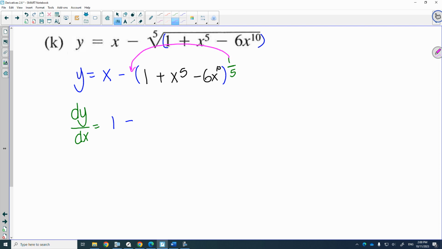So 1/5 comes to the front. Keep the inner function the same. And we're going to subtract 1. When I subtract 1, Shaywa, what will I get? Yep, -4/5. And then Carly, what do I do from here? Times the derivative of the inside. What would the derivative of the inner function be?